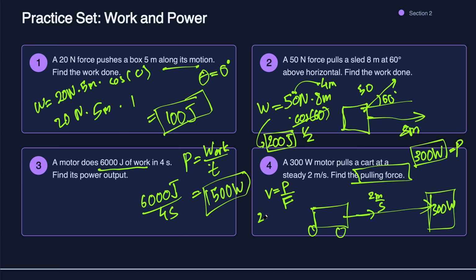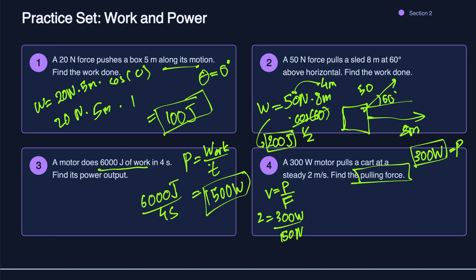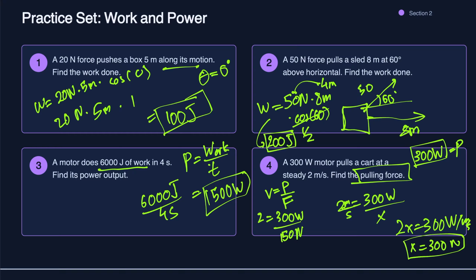So 2 meters per second is equal to power, 300 watt, divided by a pulling force, which should be 150 newtons, right? I mean, if you didn't understand where I jumped there, that's just 2 is equal to 300 watts over F, and then 2F is equal to 300 watts, and F is equal to 150. So watts divided by meter per second is just newtons. And there you have it.